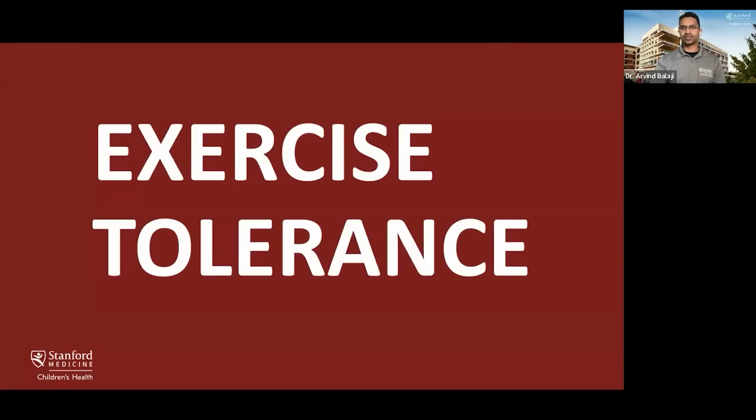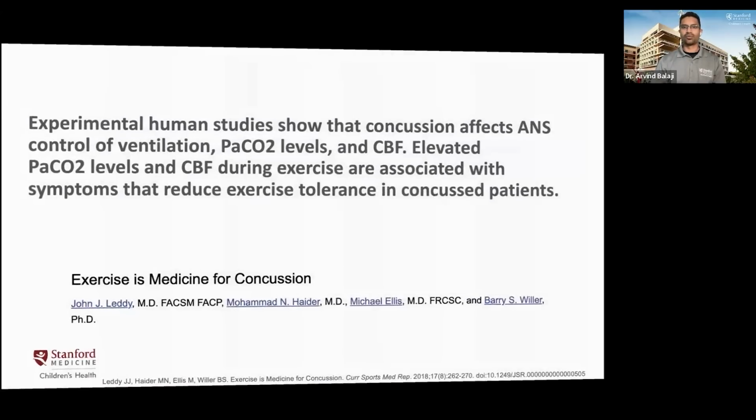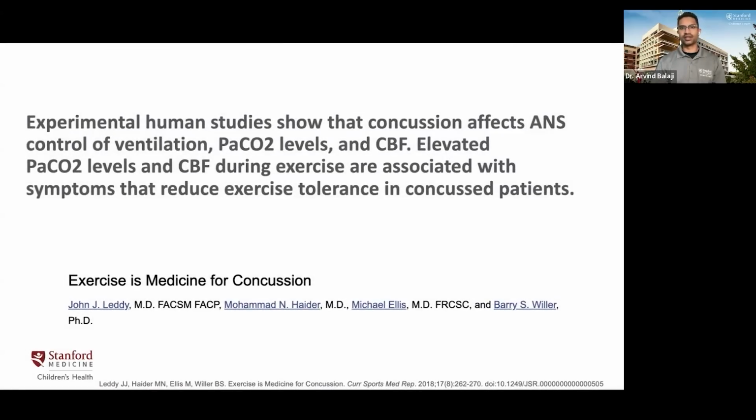Now, when we discuss exercise tolerance, it's important to note that we are speaking specifically about abnormalities in the autonomic nervous system of the brain. What we have learned through some preliminary studies is that concussion seems to affect things that are primarily controlled by the autonomic nervous system centrally, things such as ventilation, cerebral blood flow, and the partial pressure of carbon dioxide. Of course, all of these things are altered during exercise, and those alterations are thought to cause some of the symptoms associated with concussion, and particularly the ones that seem to be exacerbated when patients try to exercise.